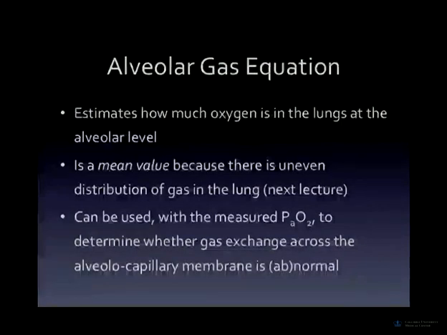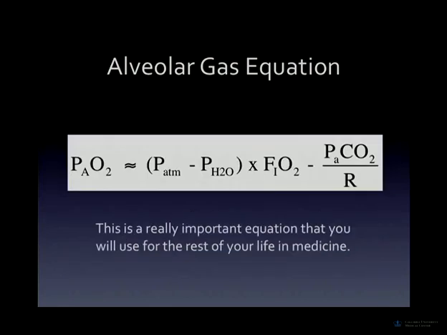And it lets us know how much oxygen is in the lungs at the alveolar level. It should be considered a mean value because there's uneven distribution of gas in the lung. That gets back to that ventilation perfusion matching concept that you're going to be hearing about in 15 minutes. And this is used comparing the P big AO2 with the P little aO2 to determine whether gas exchange across your membrane is normal or abnormal.